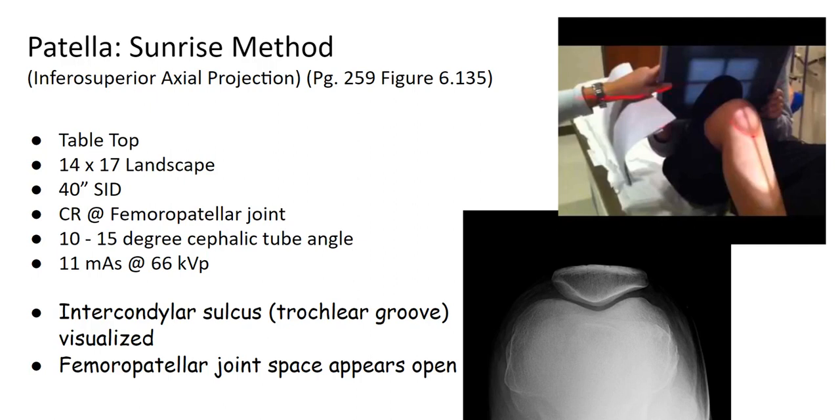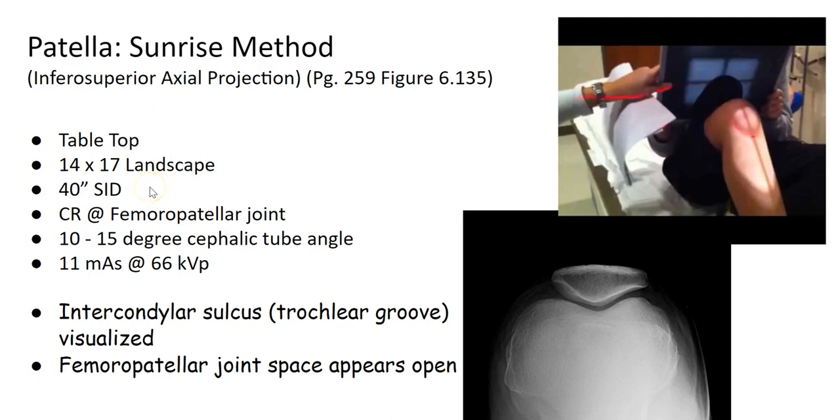We do not use a grid for this, and I want you to use a 14 by 17 inch landscape receptor because I want you to include both knees for comparison. You can see this picture is a unilateral knee, and that's just fine, but it's very common practice to include both knees for comparison. So that's how I'd like you to check off.